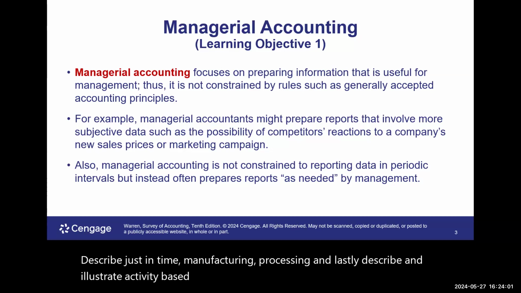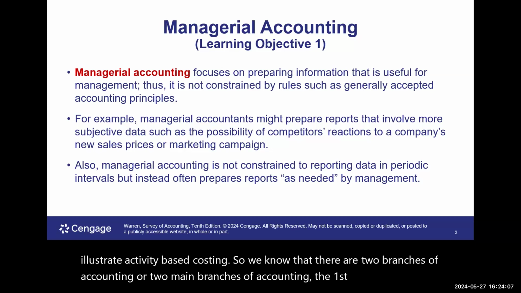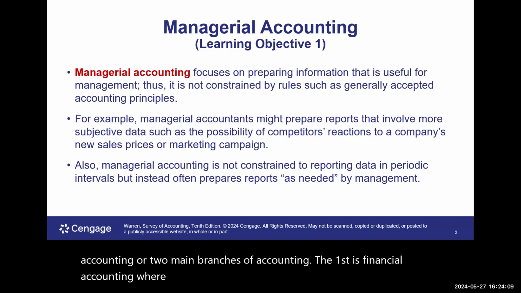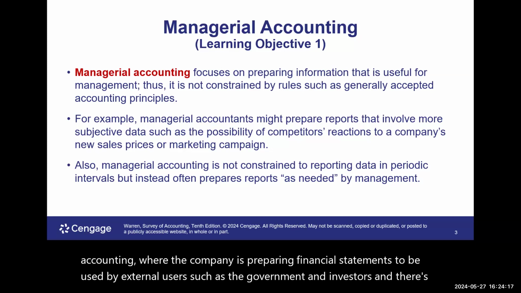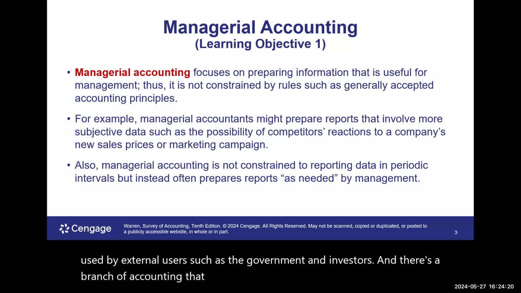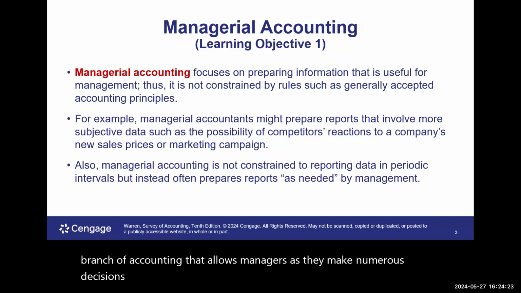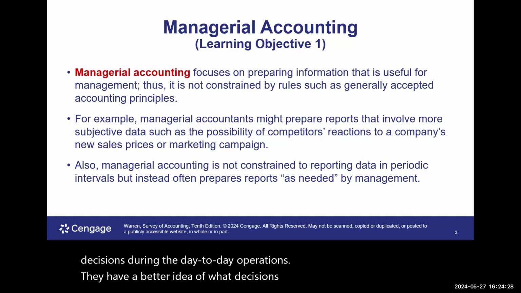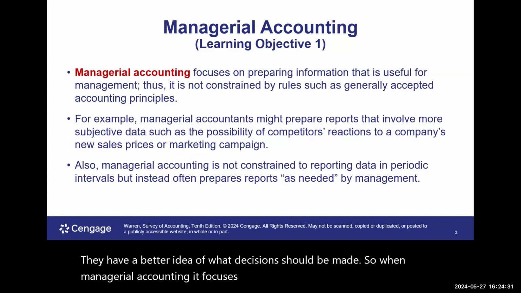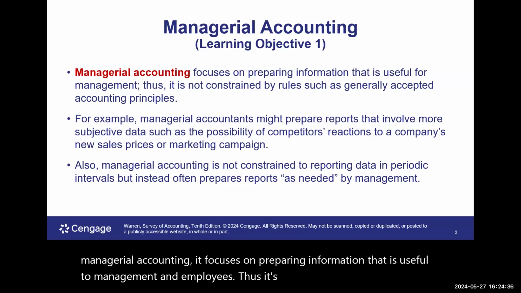So we know that there are two main branches of accounting. The first is financial accounting, where the company is preparing financial statements to be used by external users, such as the government and investors. And there's a branch of accounting that allows managers, as they make numerous decisions during the day-to-day operations, to have a better idea of what decisions should be made. So managerial accounting focuses on preparing information that is useful to management and employees. Thus, it's not constrained by rules such as generally accepted accounting principles.